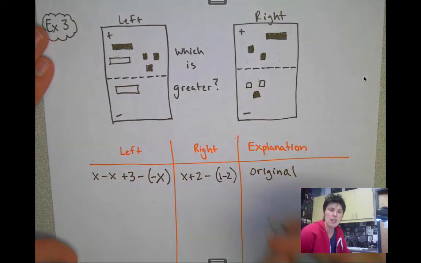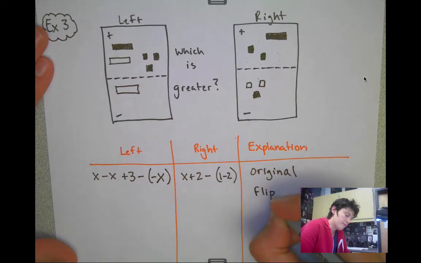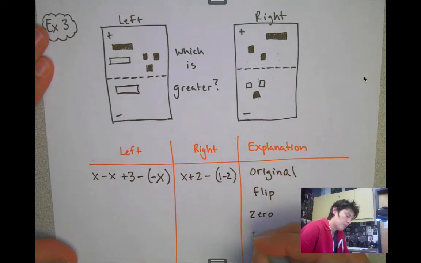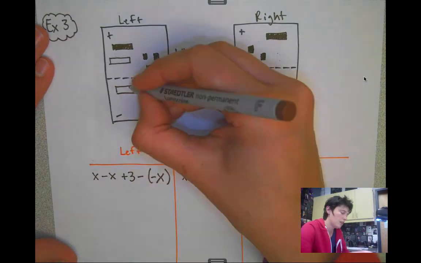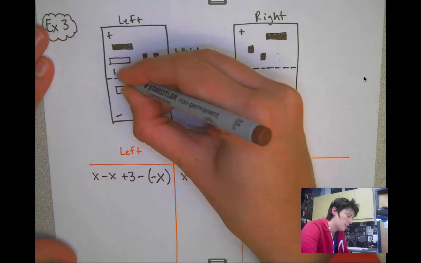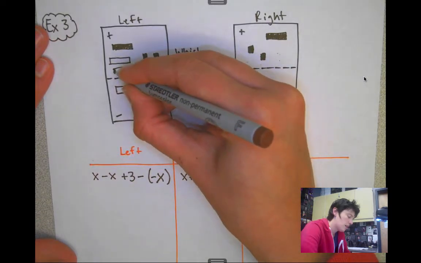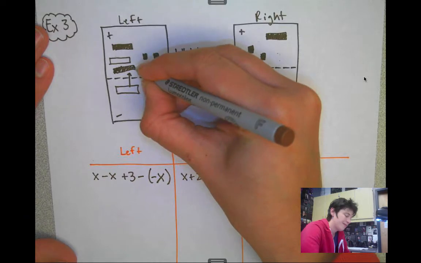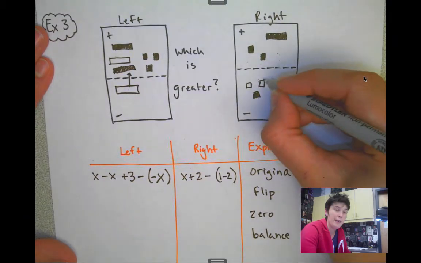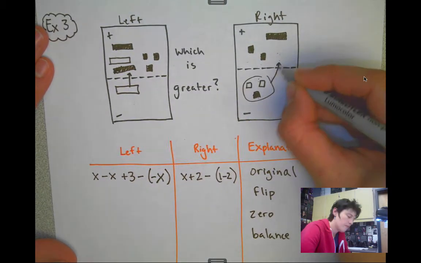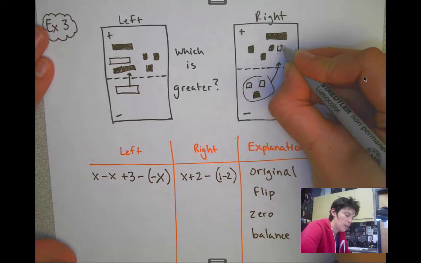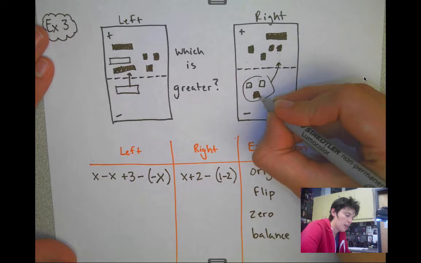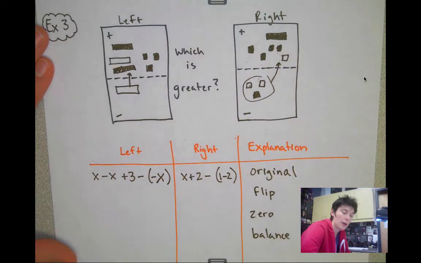So I go through my steps. I'm going to flip. I'm going to 0. And I'm going to balance, if I can. Sometimes you can't do some of these steps. Maybe there's no 0 pairs. Let's see. So let's flip this x up. Make it a dark shaded x. And that's it. And then let's flip all these units up. The 2 empty negatives become 2 solid positives. And that dark one becomes an empty white one.